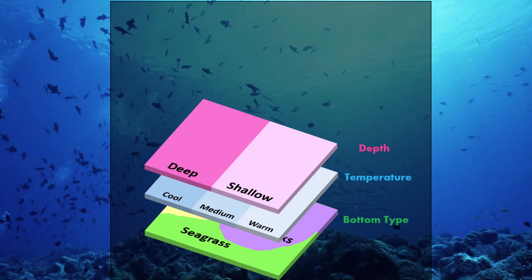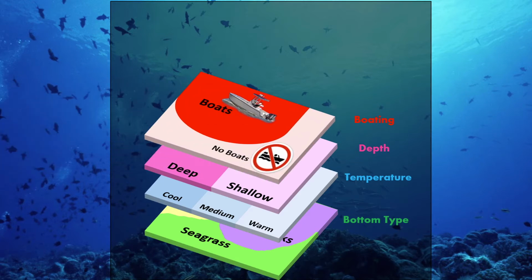Are you in deep water? Are you in shallow water? So one side of our map is going to be deep and one side of our map is going to be shallow. In your niche, you might also be close to boats. Maybe that's where you want to be, close to boats because they attract food to the area. Or maybe you're afraid of boats and you're going to be far away from boats.